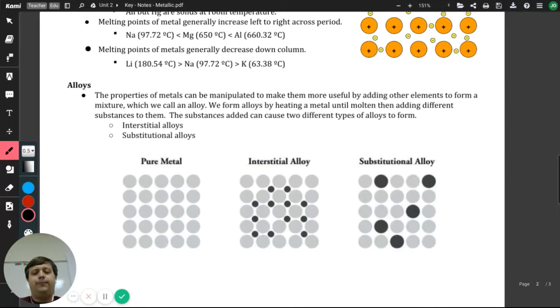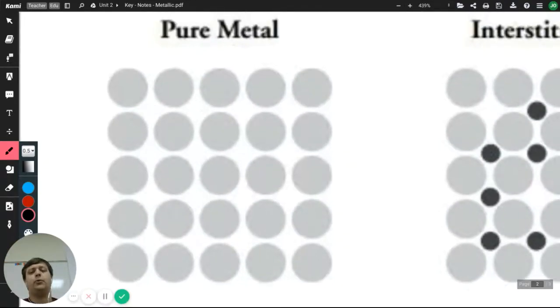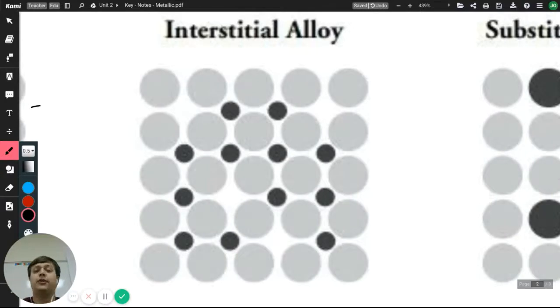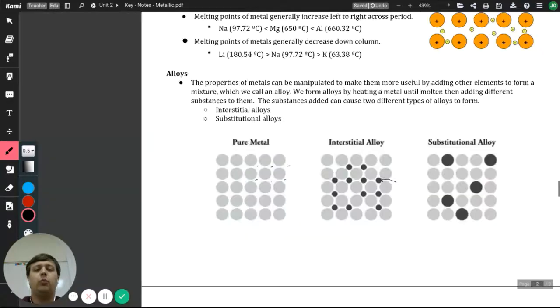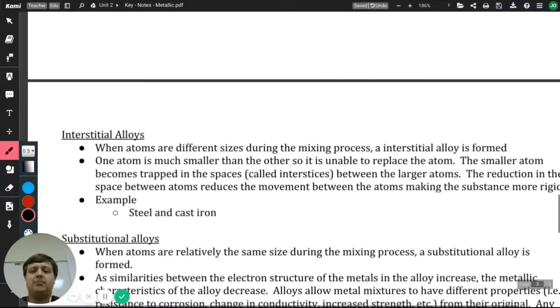If I've got a pure metal, this is what a pure metal would look like. Okay, we've got our islands, and those electrons are going to be freely floating around inside between those metals. Now, I've got two different types of alloys that can form. The first type is called an interstitial alloy. Okay? Now, if you notice with an interstitial alloy, we're going to have things that actually fit inside of that gap, the gap between the metals. We've also got a substitutional alloy, and it is exactly what it sounds like. We're actually going to substitute some of that metal out. So what does that actually mean?